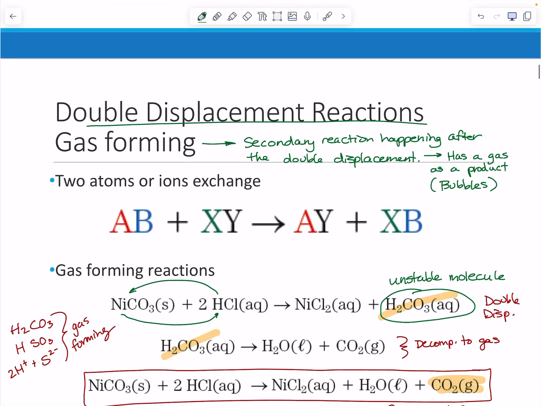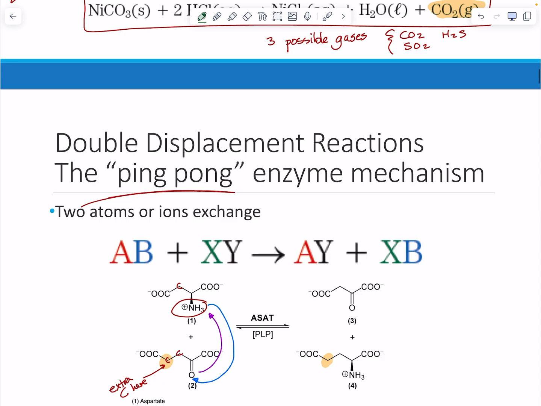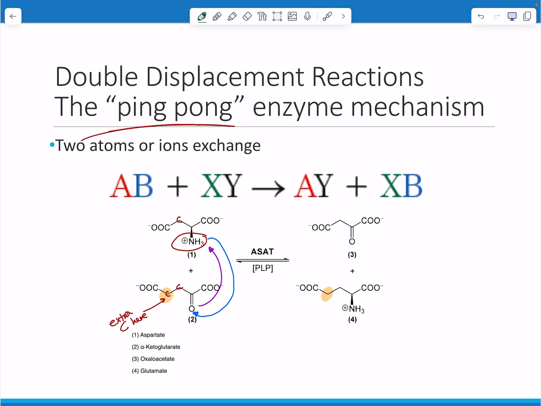And those where the product of your double displacement is something that decomposes into a gas that's going to float out of solution. And our last example of double displacement is something called a ping pong enzyme mechanism. I went through it quickly at the end of last class, and we'll go through it in more detail now.